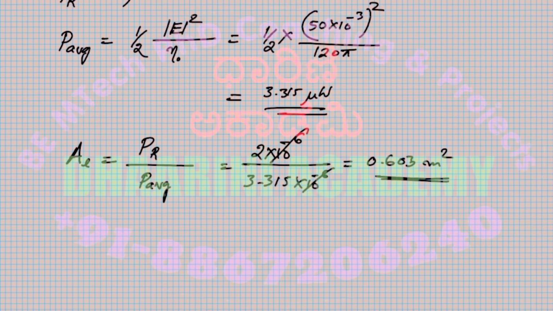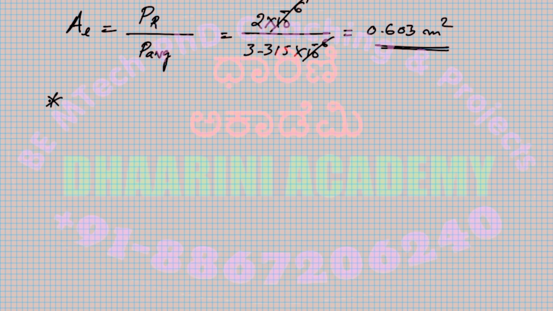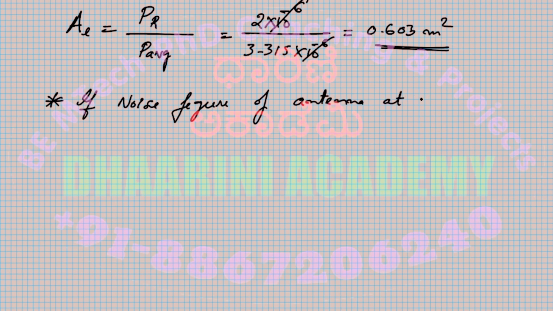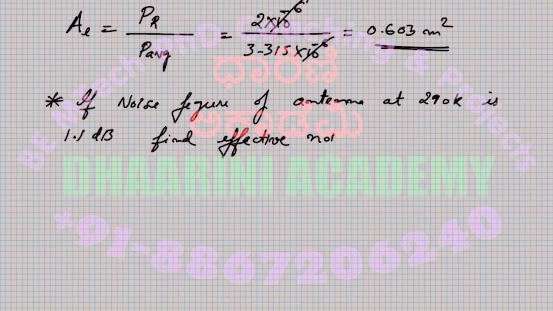Okay. Next question. If the noise figure of the antenna at 290 Kelvin is 1.1 dB, find the effective noise temperature.